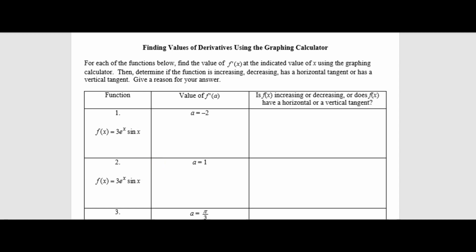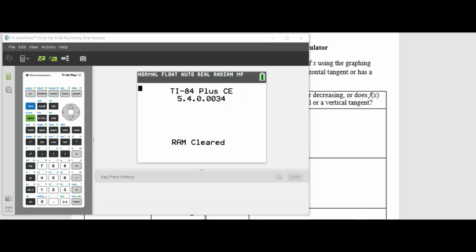We're just going to do a couple of these together, then you can do the rest on your own. We also are going to talk about what the derivative means in reference to the original function. We're going to start off with f of x equals 3 times e to the x times sine of x. If you have your TI-84 or graphing calculator with you, let's pull that out, and I'm going to bring up the calculator on my screen.